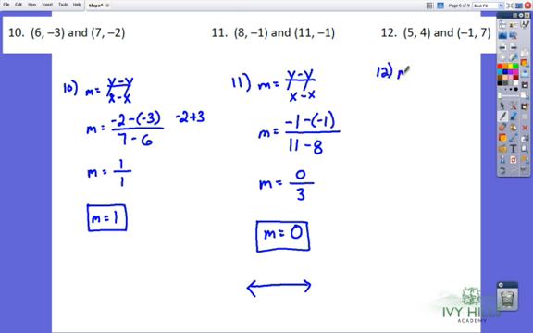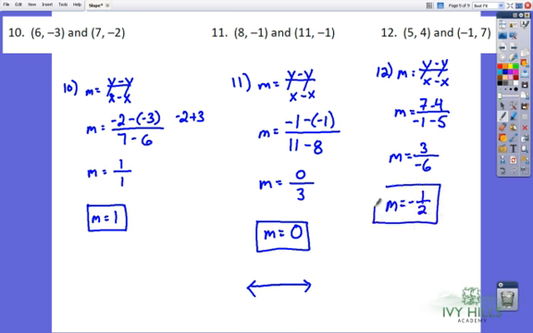For number 12, m equals y minus y over x minus x. The slope here is, or the points that are substituted in for those values, is 7 minus 4 over negative 1 minus 5. The slope is 7 minus 4 is 3. Negative 1 minus 5 is negative 6. And the slope is negative 1/2. 3 over 6 reduces to 1/2.